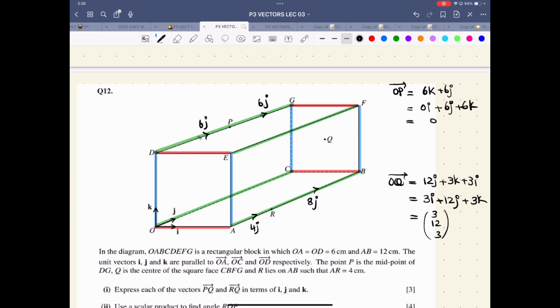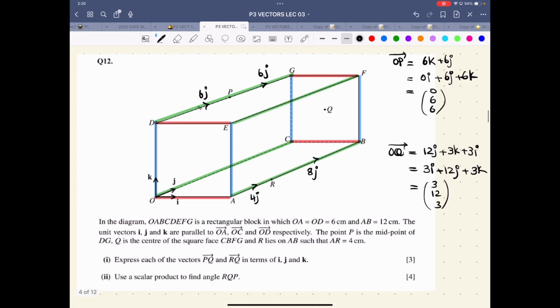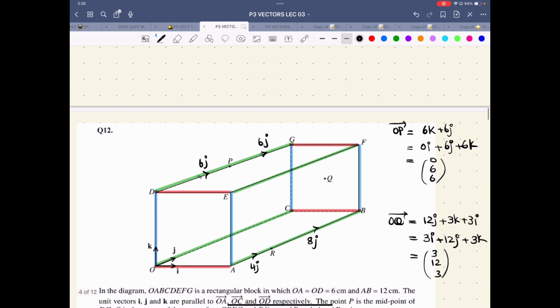That comes out to be 0, 6 and 6. All good? Now let's focus on OR. So this is 6I plus 4J. So OR, let me write on this corner. OR is 6I plus 4J, and therefore this is 6, 4 and 0.